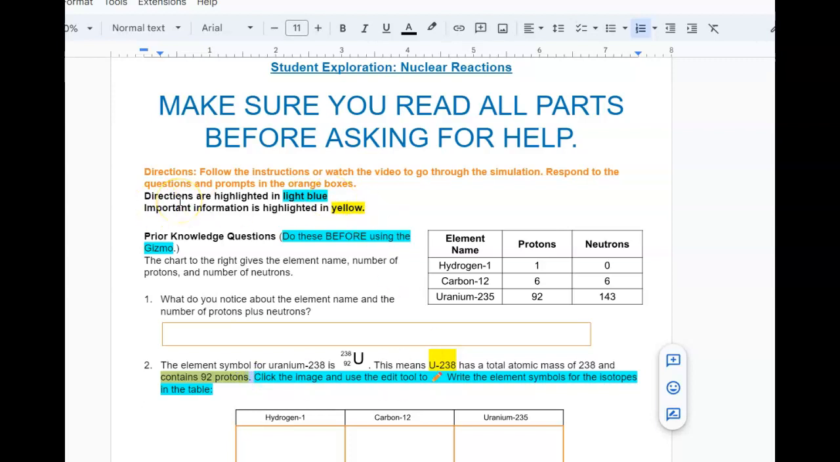All right, so let's begin the actual document. It says prior knowledge. Do these before using the Gizmo. So we're not opening the Gizmo yet. The chart to the right gives the element name, the number of protons, and the number of neutrons.